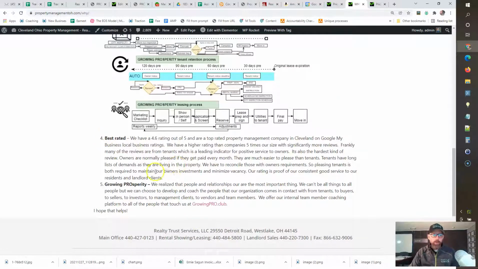Best rated. We have the highest rating in terms of property management companies our size or bigger. Even property management companies 5 times our size, 6 times, 7 times our size, don't have the number of ratings or this rating. A lot of them have 2 or 3 ratings and they'll have an okay rating other times, but most of them have a 3.0, 3.5 rating. Growing Prosperity.